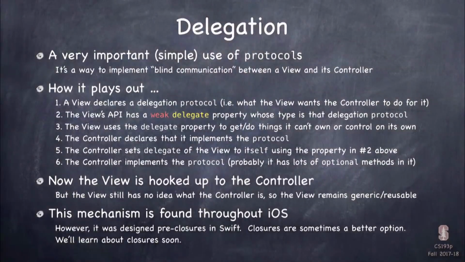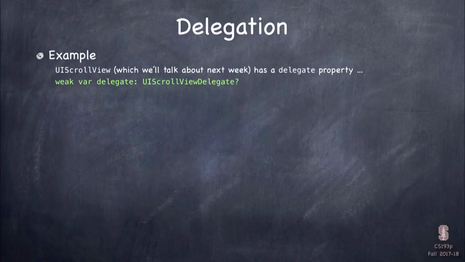Okay? Oh, yeah, sorry. You find this delegation everywhere in iOS. It was designed in Objective-C world. In Swift, we have closures, which I'm going to talk about later in this lecture. And you could use closures for some of this stuff. But even with closures, delegation is a pretty cool way to do this, to have this blind communication. All right, so let's look at the example of UI scroll view.